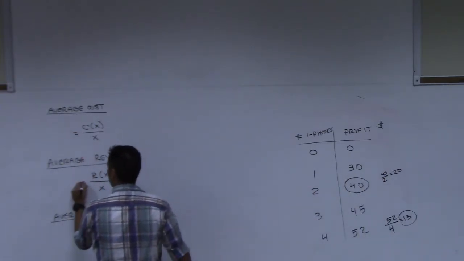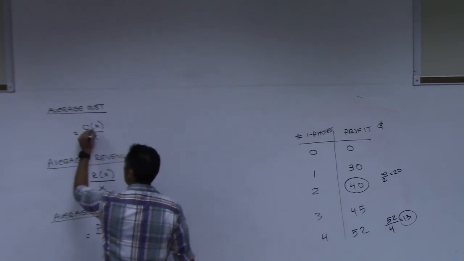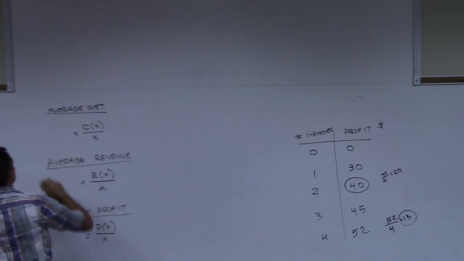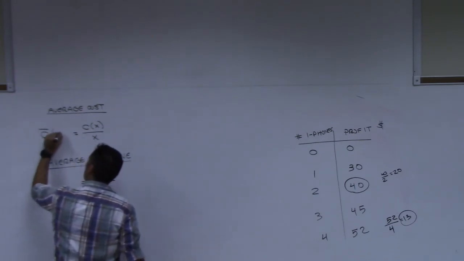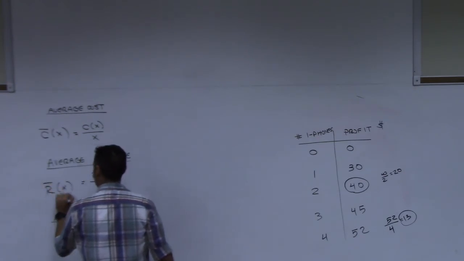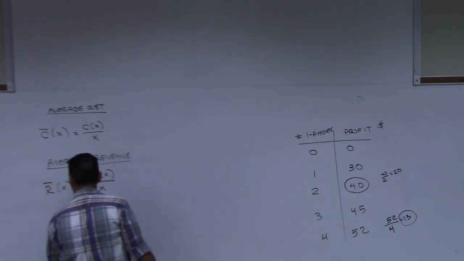Now there's a special notation for these 3. That's why I left a little bit of a gap out in front of them. This average cost function, you write C with the bar over it and then X. This one you write R with a bar over it and then X. And here you write P with a bar over it and X.